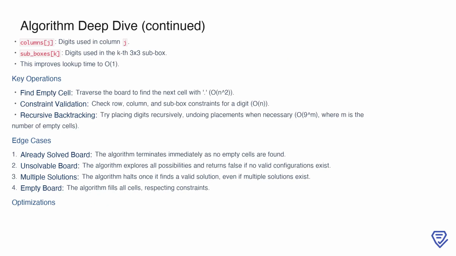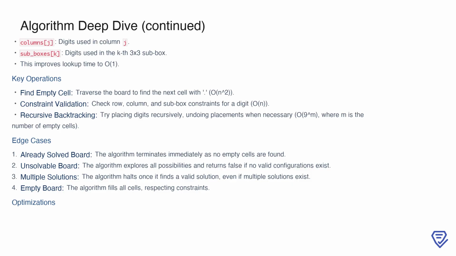Using sets for constraint validation allows us to track digits efficiently and perform lookups in constant time. Specifically, we maintain a set for each row to track digits used in that row, another set for each column to track column-specific digits, and a third set for each 3x3 subbox. This structure simplifies and accelerates the validation process.